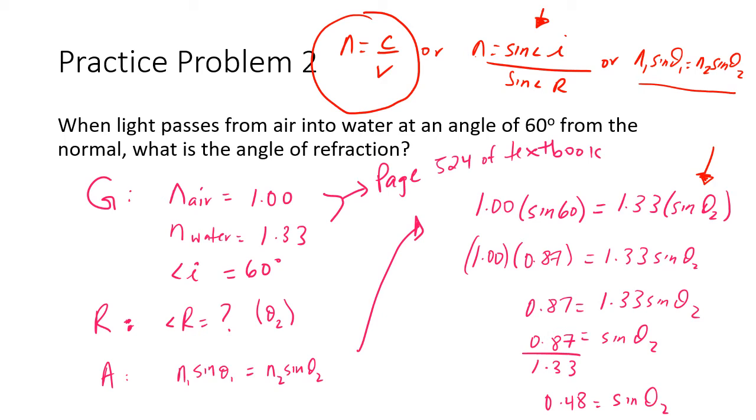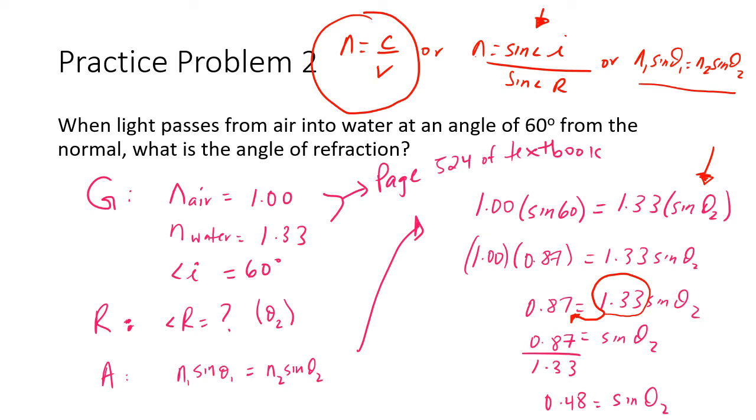Now, you should know from math class that to isolate a variable, you need to rearrange the equation. So I need to get sine theta 2 by itself. First, I'm going to take this 1.33 and bring it over to the other side of the equation. When I do that, I perform the opposite operation, which becomes division. So I'm left with 0.87 divided by 1.33 equals sine theta 2. When I do that calculation, it gives me 0.48 is equal to sine theta 2.